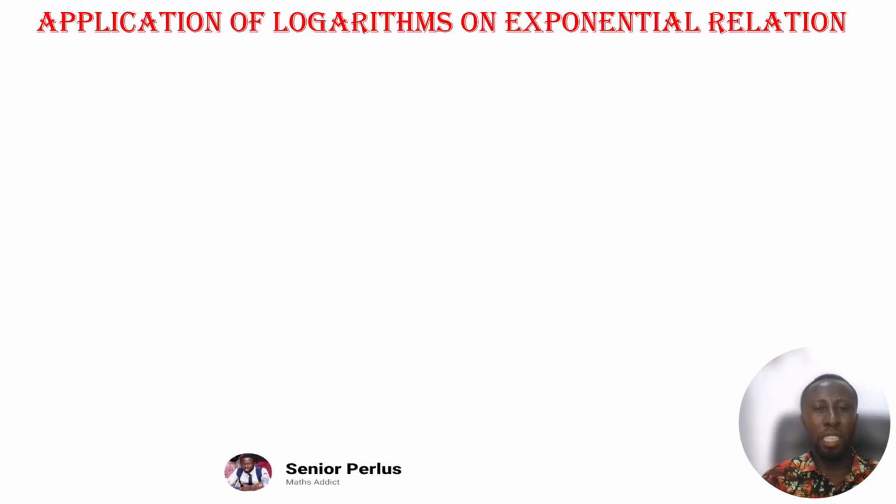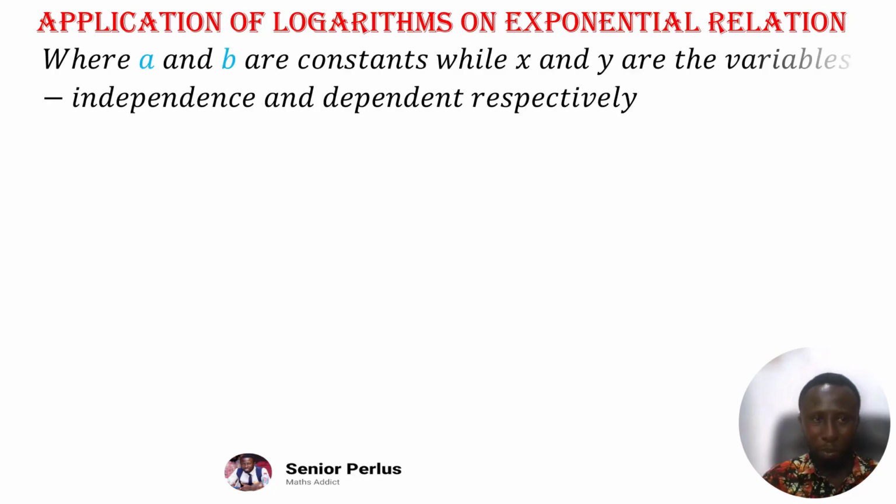Application on exponential relation. When a and b are constants, whilst x and y are the variables, that's the independent and the dependent respectively. Okay, so a and b are the constants and x and y are the variables. We have this. Another application on the exponential relation, you have to know all this, but we are going to plot a certain graph.